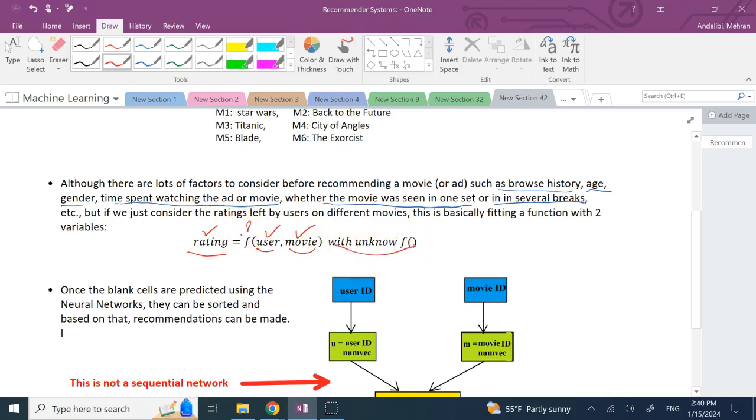And guess what? Neural networks, as you know, one of the best things they do is approximating functions. So here we want to approximate this multivariable function f. Here there are 2 variables, but in general we can add all of those other variables too. Okay?